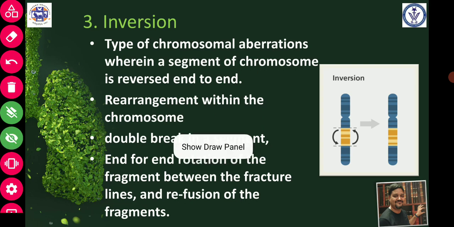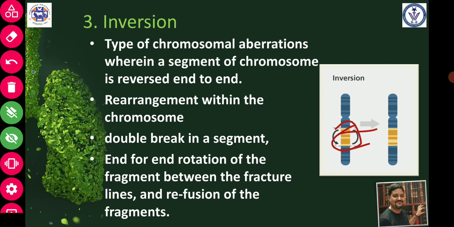So now the third one is inversion. What is inversion? It is a type of chromosomal aberration wherein a segment of chromosome is reversed end to end. Here you can see this yellow portion is getting reversed. There are two breakages, and after breakage the inside segment gets reversed and again attached. That is called inversion.